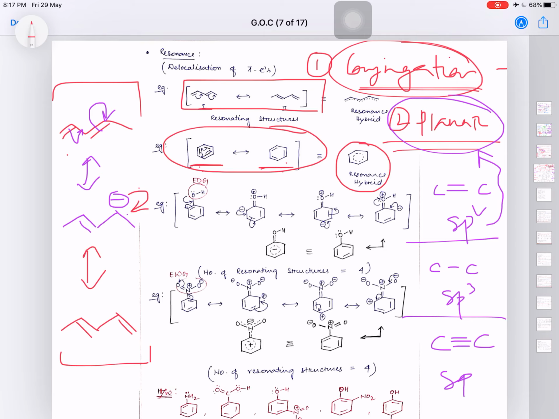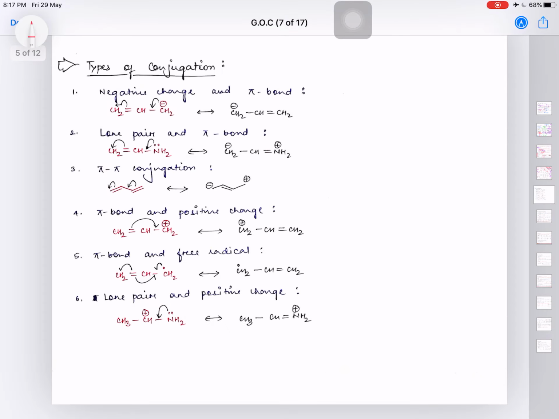Next, let us discuss the different types of resonating structures. Before that, I would like to discuss the different types of conjugation that are present. Conjugation is of 6 types. For example, there can be conjugation between a double bond and a double bond, like alternate double bond and single bond, which is one type of conjugation. Like that you will have different types of conjugation. The first type of conjugation is between a double bond and a minus charge.